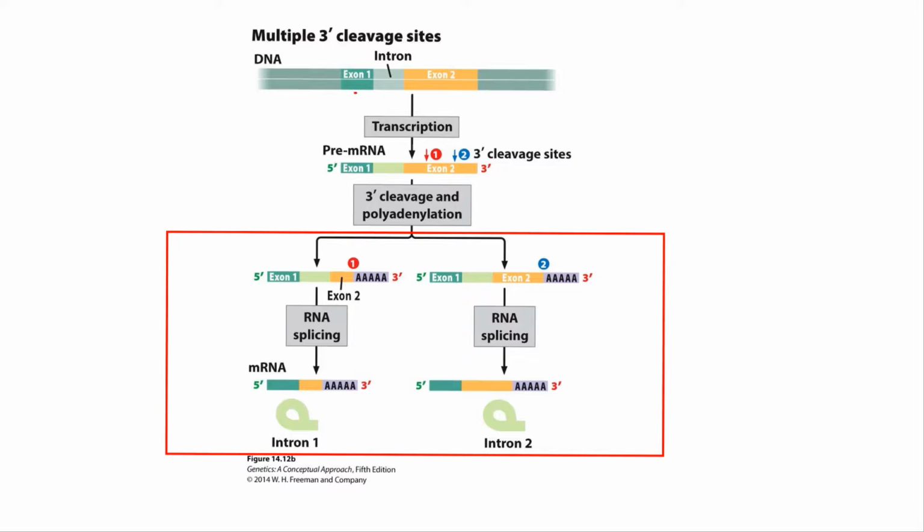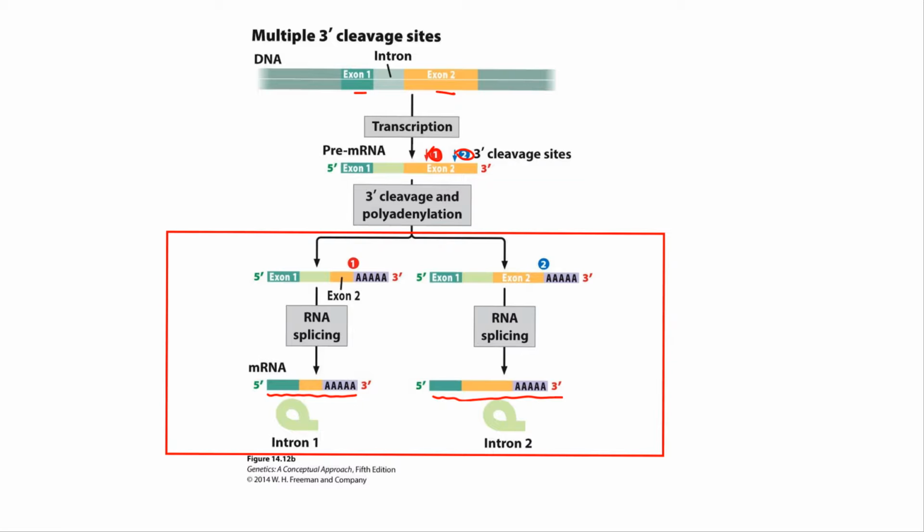Now, look at this example. We have here exon 1 and exon 2, which are separated by an intron. Exon 2 basically can have 2 different cleavage sites, either cleavage site 1 or cleavage site 2. If cleavage site 1 is used, we will obtain RNA which is shorter than if cleavage site 2 is used. So 2 different 3' cleavage sites can yield 2 mRNAs with different lengths.